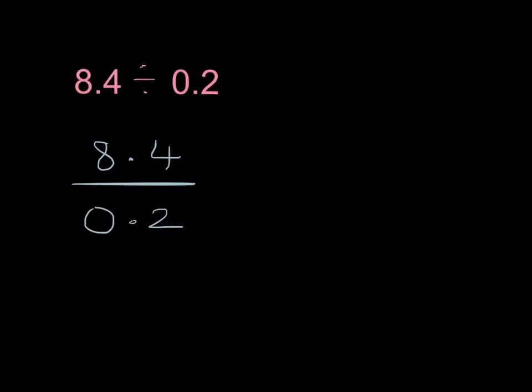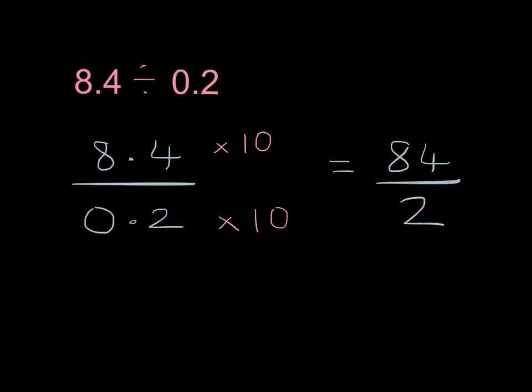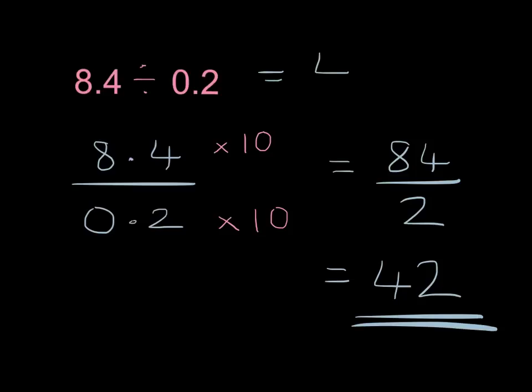But we can use our knowledge of equivalent fractions, and we can multiply the denominator, in this case by 10, and it will turn it into a whole number. It will turn it into 2. But we know whatever you do to the bottom of a fraction, you have to do to the top. So our question is going to become now 84 divided by 2, which is equivalent to our first question here, but is much easier to do. 84 divided by 2 is of course 42. And that is actually our final answer. 8.4 divided by 0.2 is 42. Nice and easy.